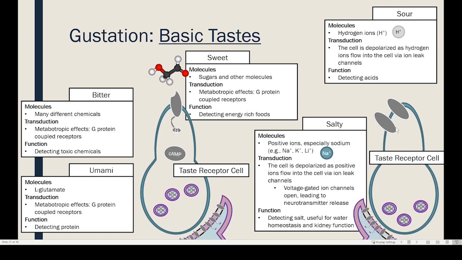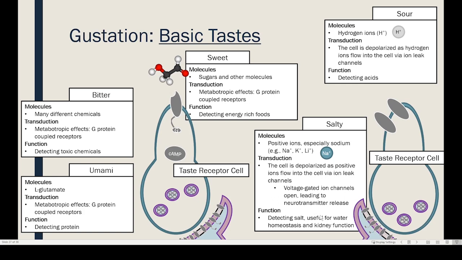There's some similar taste receptor cells that again have these ion leak channels, but they'll mostly allow other positive ions besides hydrogen. So mostly sodium, but then also some other ones like potassium and lithium. They can move in and out of the cell, and it'll work the exact same way as the sour receptor cells work. So as these positive ions move into the cell, then it'll cause the cell to depolarize, and just like we saw in regular neurons, voltage-gated ion channels will open, and then that'll cause neurotransmitters to be released and send the signal of salty.